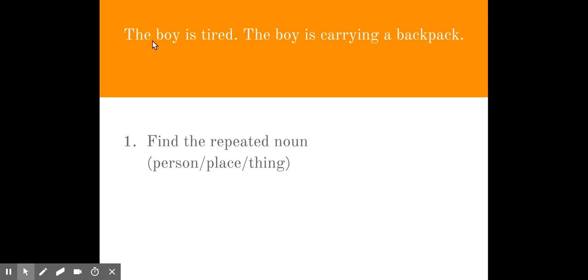The boy, right? So now we need to decide which of these sentences we think is most important. This is your choice. The one you feel is the most important will be the main clause. The one you feel is less important will be the relative clause. So I've decided the boy is tired is more important, so I'm going to make this our relative clause.